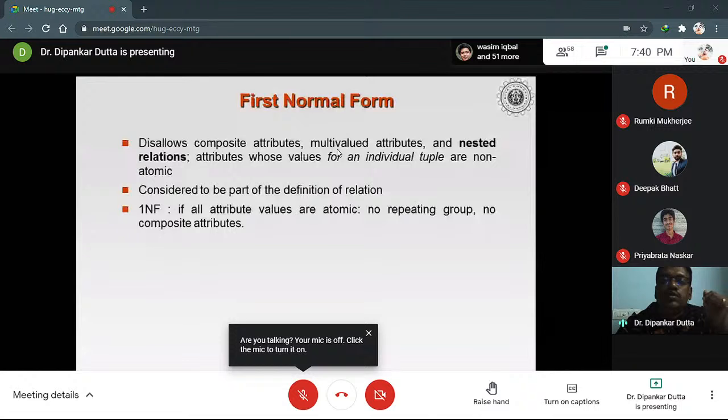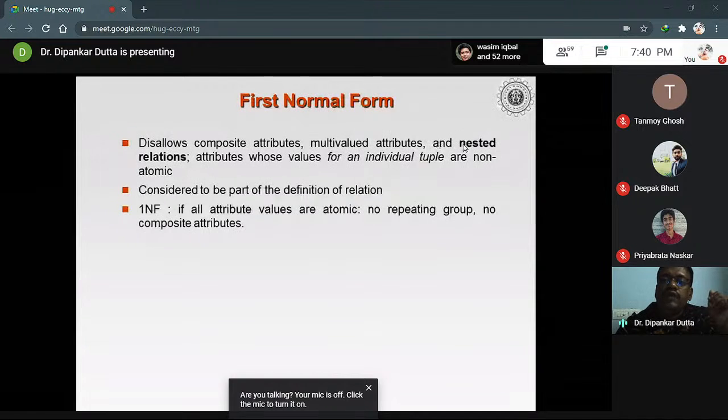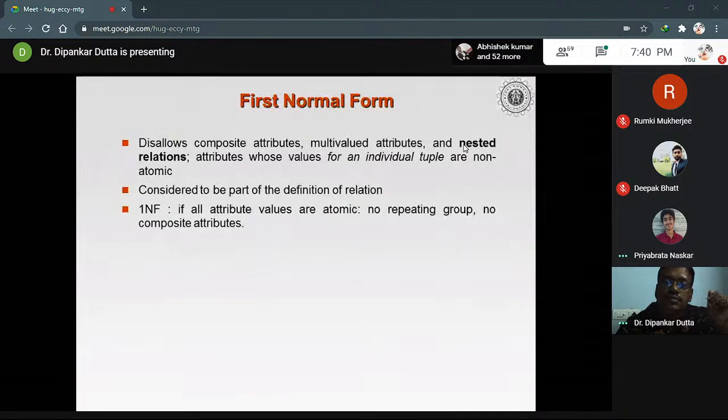Then we should disallow multi-valued attributes, like locations, department locations. We have to disallow nested relations, like employee project.